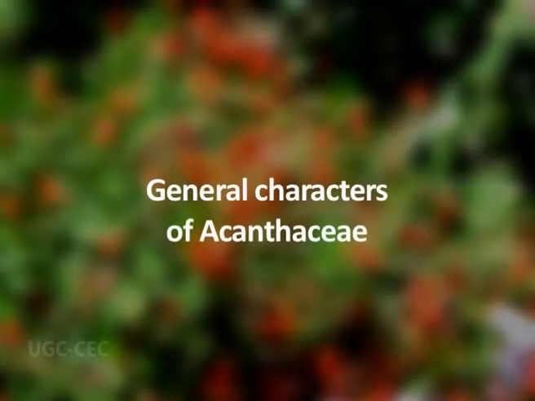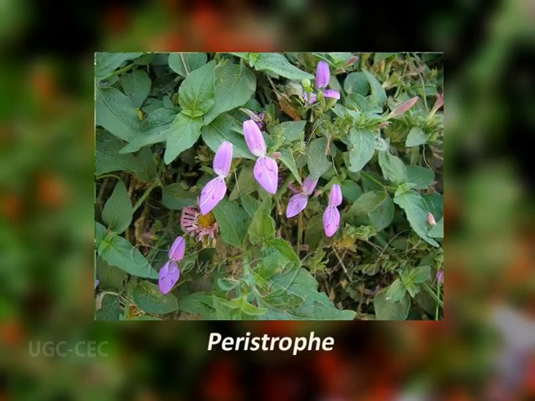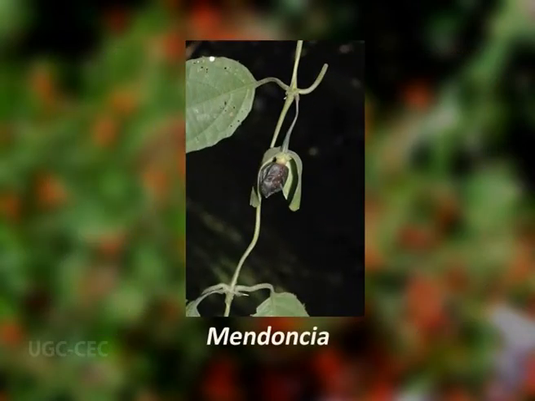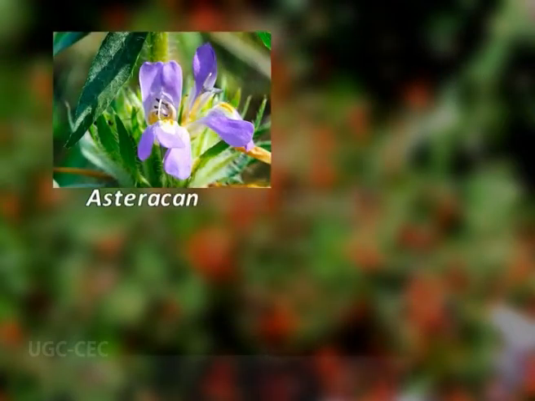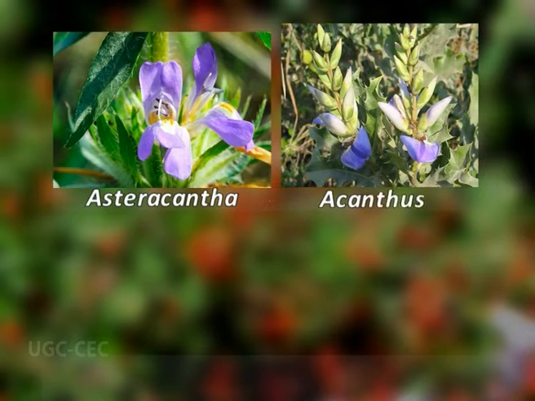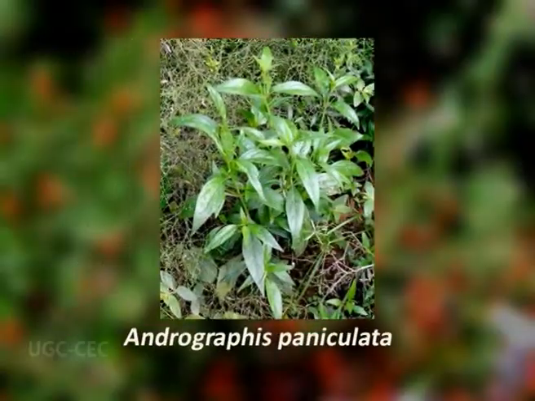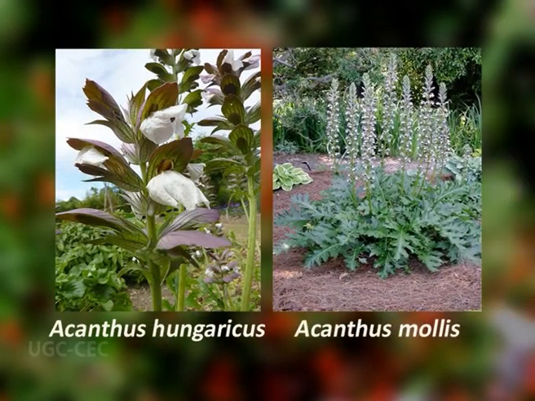Now the general characters of this family. First, the habit. The plants are generally herbs like Justicia, Rungia, Peristrophe, shrubs like Adhatoda and Ephelandra, rarely twiners like Mendoncia and lianas like Thunbergia. Amphibious plants like Hygrophila, halophytes like Acanthus ilicifolius and xerophytes like Barleria are also known in the family. Plants can be annual like Andrographis paniculata and Justicia simplex, or perennial like Acanthus hungaricus and Acanthus mollis.